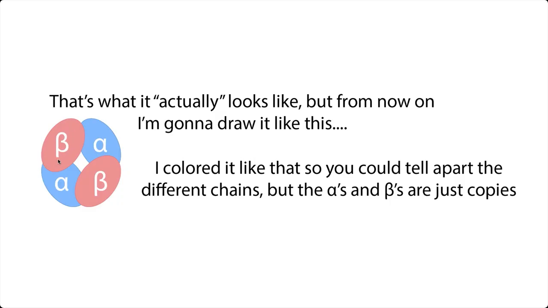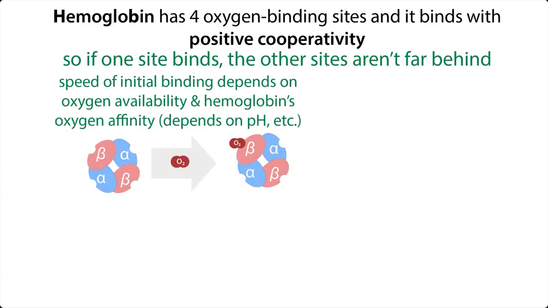So sometimes we abbreviate this HbA, and this is going to have two beta chains and two alpha chains. It's the beta chain that we were talking about before when we talked about sickle cell anemia, because mutations in the beta chain can cause sickle cell anemia, as well as beta thalassemias. So we have those four sites, and we mentioned that it had positive cooperativity.